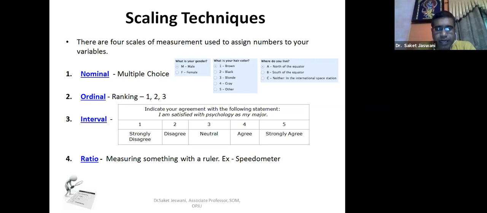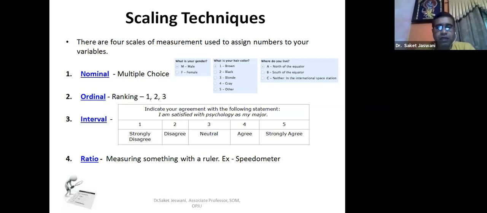When you talk about ranking between 2 or more options, you call it an ordinal scale. For example, what is your preference of soft drink? Out of 3 options, say Pepsi, Coca-Cola, and Thumbs Up, you will rank number 1 to Pepsi, number 2 to Thumbs Up, and number 3 to Coca-Cola. So when we talk about preferences, ranking the items, we call it ordinal scale.